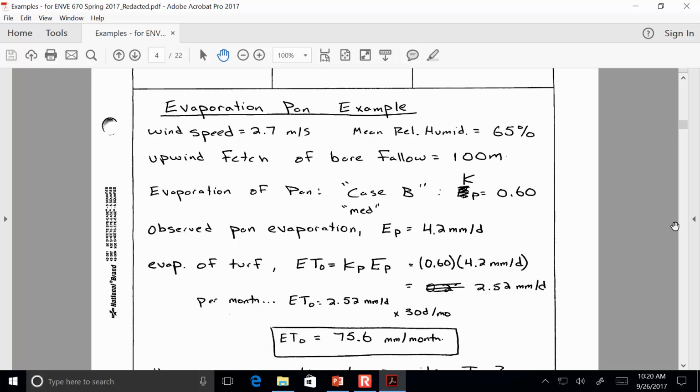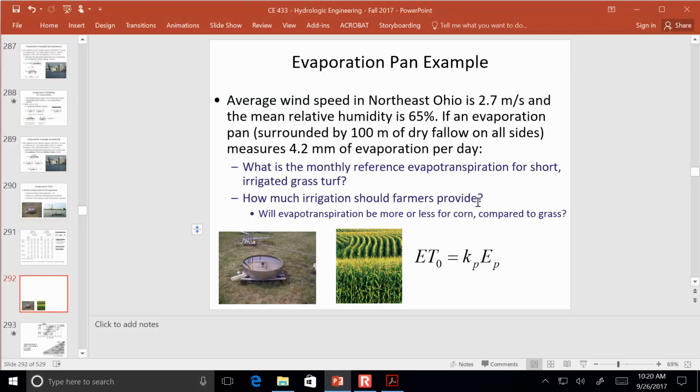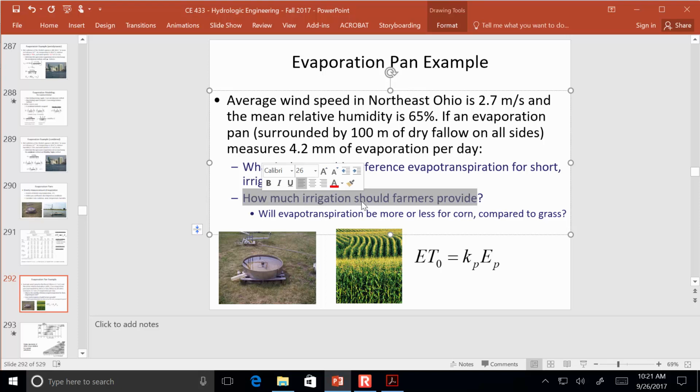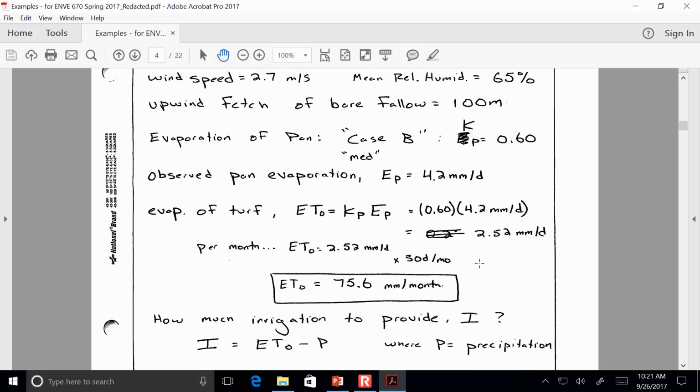So that's how much moisture the grass is exhaling through evapotranspiration. And so this is asking then, how much irrigation should a farmer provide? To answer that question, we'd have to know how much precipitation there is. The amount of irrigation to provide would be whatever evapotranspiration is occurring minus the precipitation.